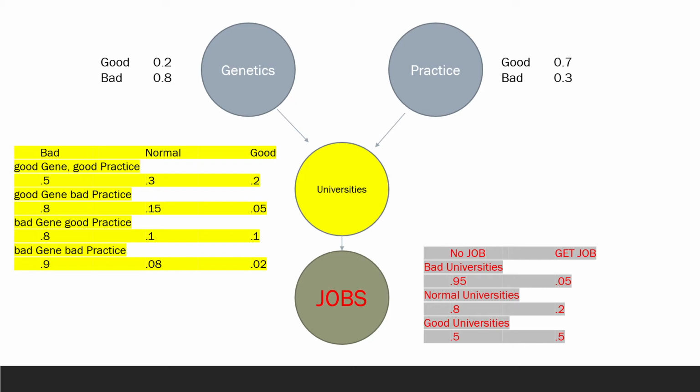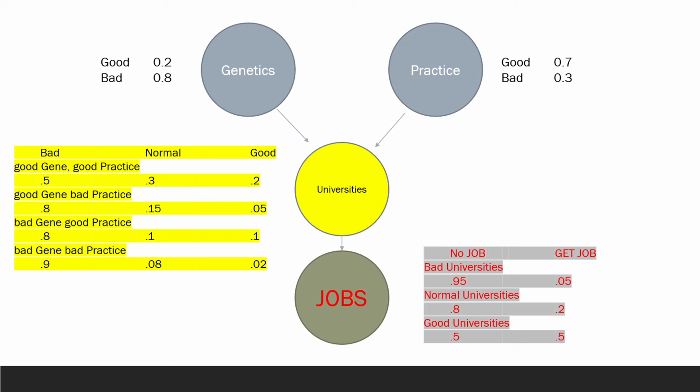As you can see, each row of university should sum to 1. For example, the first one, good gene, good practice, is bad for 0.5, normal for 0.3, and good for 0.2, so that the sum will be 1. The same holds for the second, third, and fourth rows.